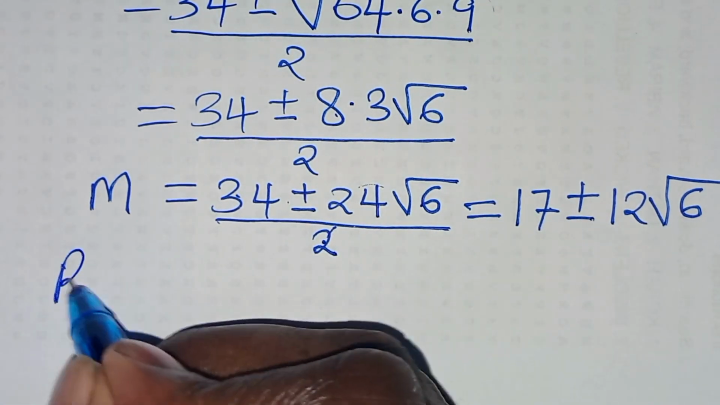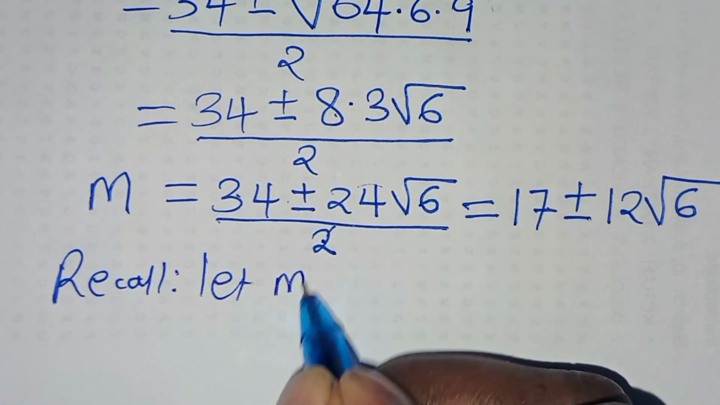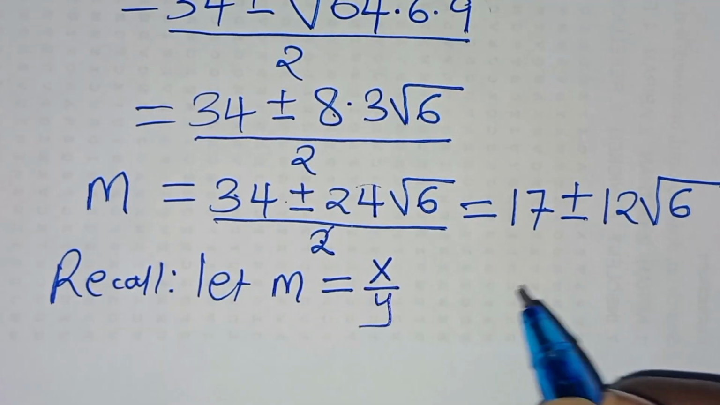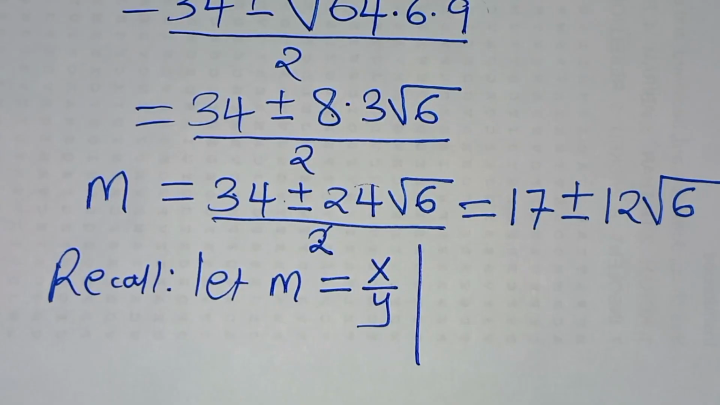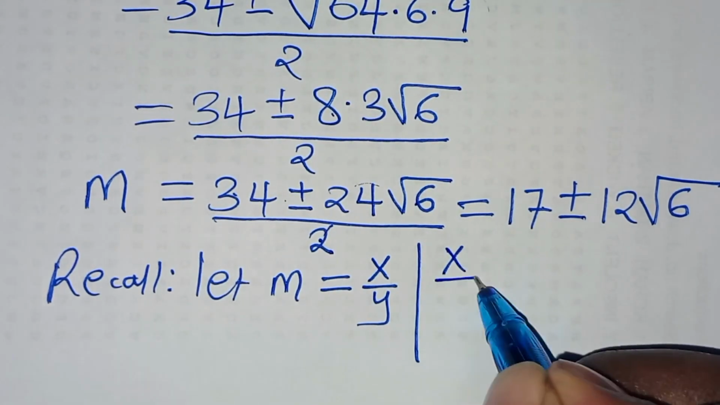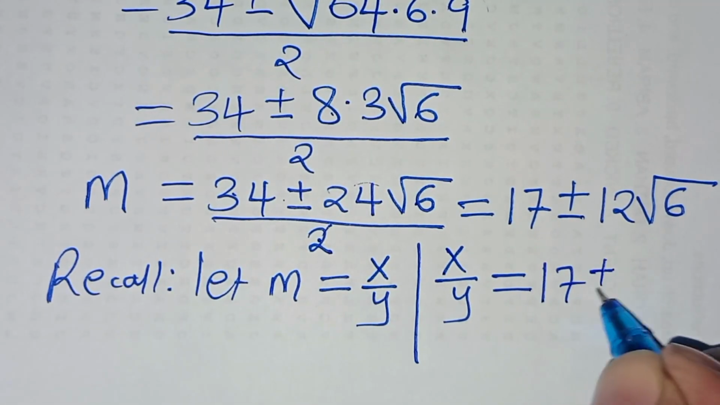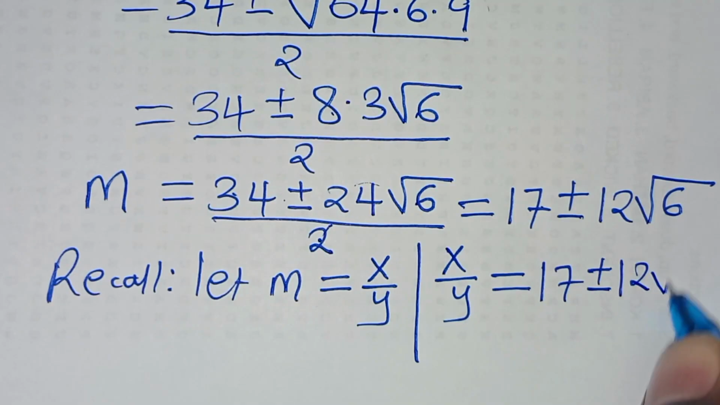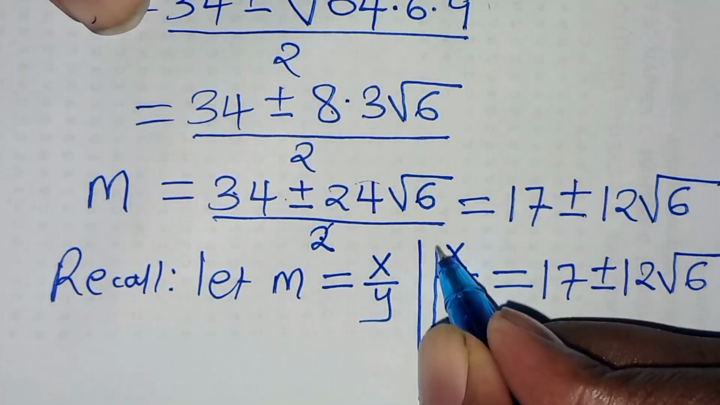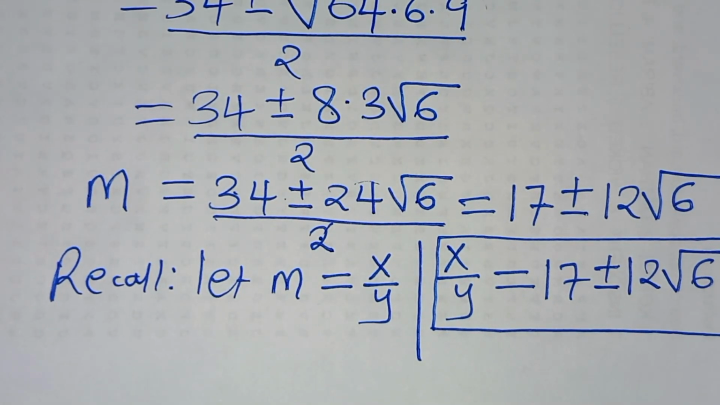And if you recall, we said that m is equal to x over y, so x over y is equal to 17 plus or minus 12 square root of 6. And this is the solution to this algebra problem.